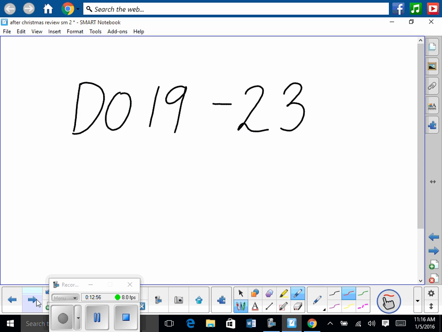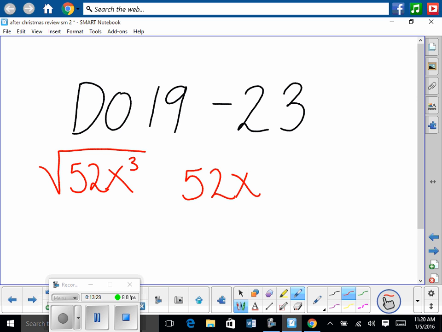All right. So do 19 through 23. Be very careful. Okay, I'm going to do an example similar instead. So the square root of 52x cubed. First of all, is 52 and x cubed under the same root? Yes. So they're both under the same root. Is 52 and x both raised to the 3rd power? No, so they have their own powers. 52 is just 52, and we have an x cubed, but there's no parentheses around that because 52 is not raised to the 3rd power.